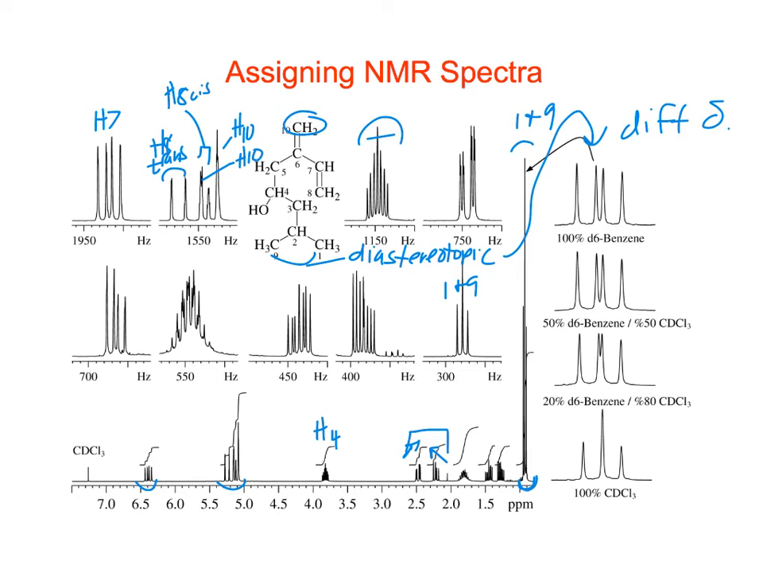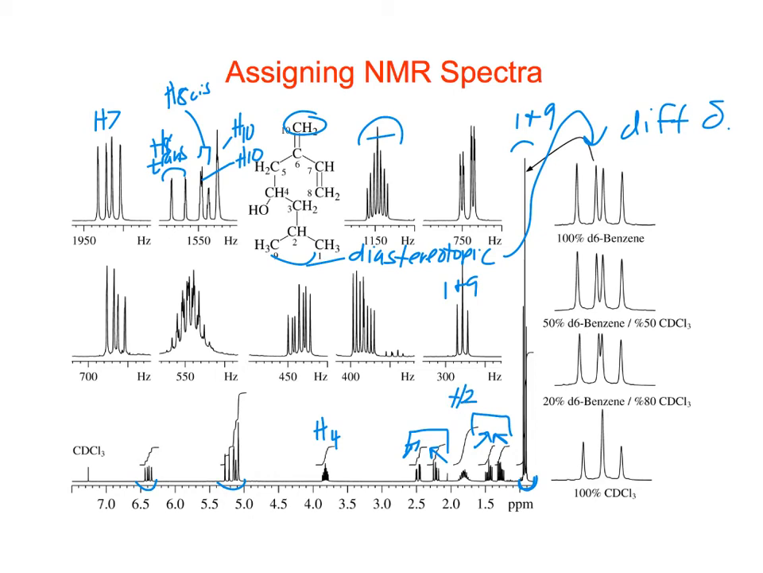Likewise, these two are a diastereotopic pair of protons. Okay? And then the one in the middle is not, because this one is nice and symmetrical. So the one in the middle is H2. All right, so that's here. This is H2. And then what do you think?